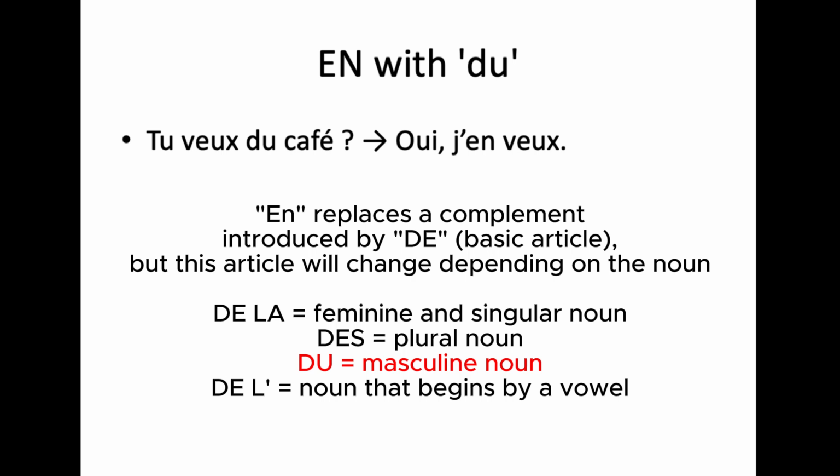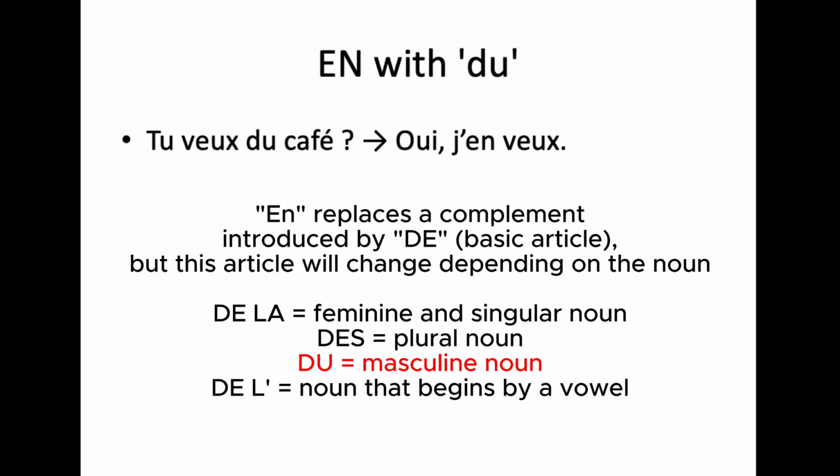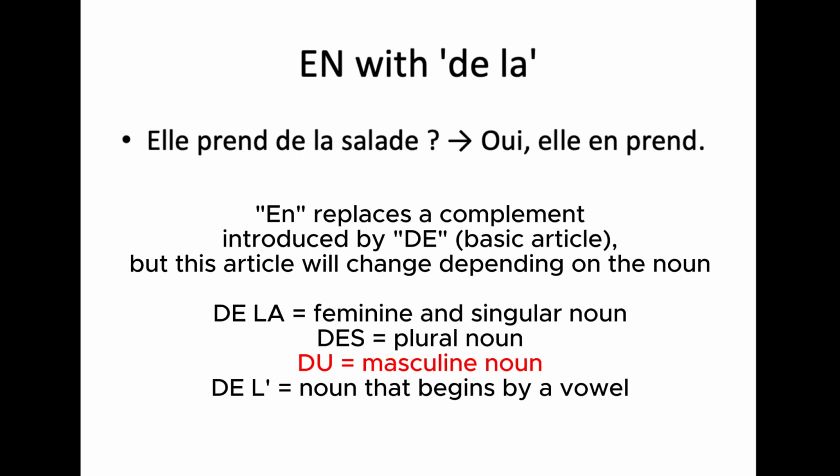And as we talked about just before, en will be placed before the verb all the time. It's very important to know that. So oui, j'en veux. So be careful. Next example, it's basically the same thing, it's just to explain it to you with another type of noun.